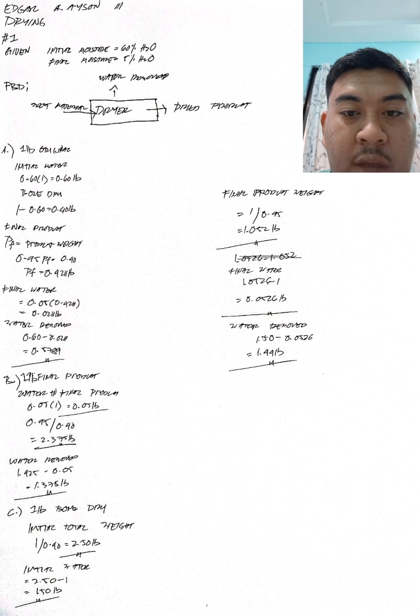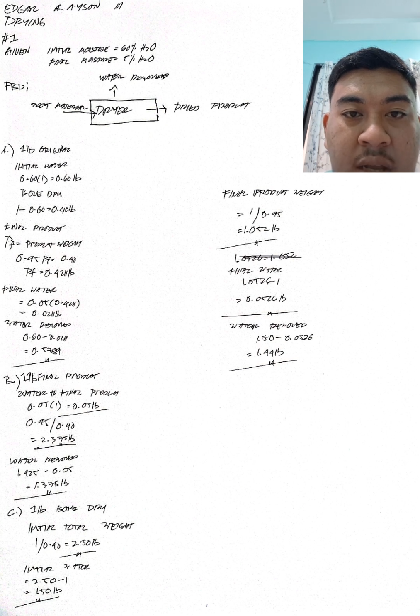Good day, everyone. Today I will walk through sample problem number 1 on material balance in drying. The problem states: material enters a dryer containing 60% water and leaves with 5% water. Find the weight of water removed based on 1 pound of original product and 1 pound of final product.